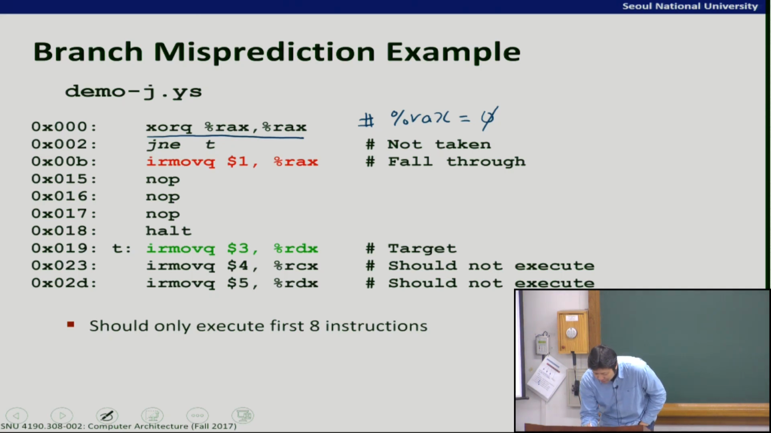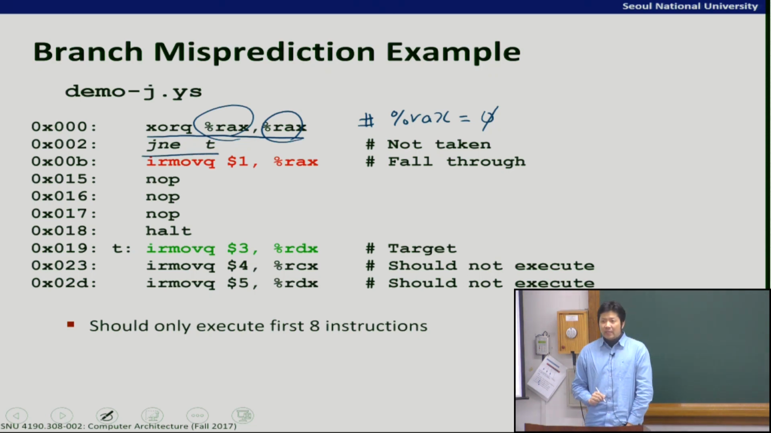So in this case, if you XOR RAX with itself, then RAX will become 0. And if you execute JNE, jump not equal, then this branch will not be taken, because this branch is taken only if the value is non-zero, I mean, not equal. But in this case the value is 0, so we always move to the next instruction. That's the correct behavior. So we execute XOR followed by JNE followed by the IRMOVQ here, the red one. That's the correct behavior of the program.